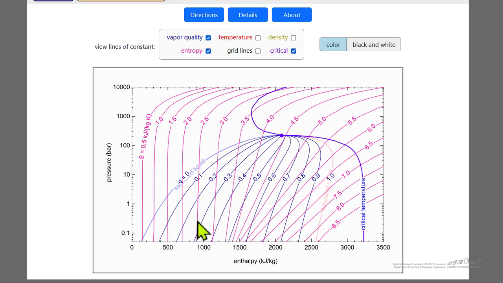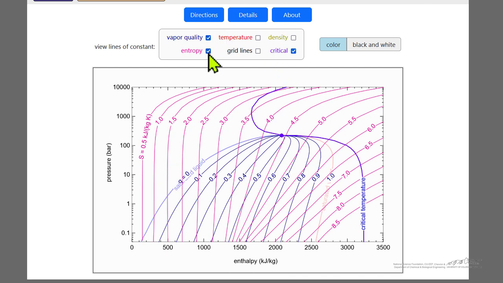And of course, as we increase the pressure at constant enthalpy, we're changing the temperature also. So along a constant entropy line, pressure and temperature are compensating each other. In this region, the entropy stays constant.